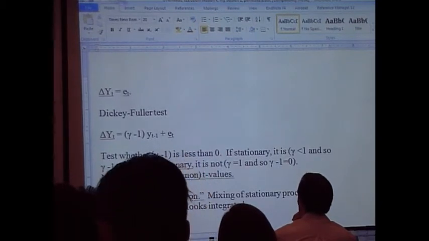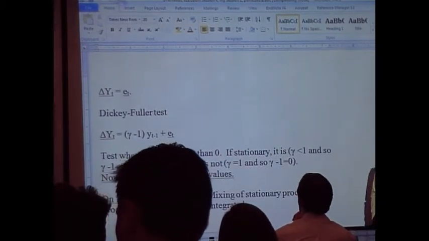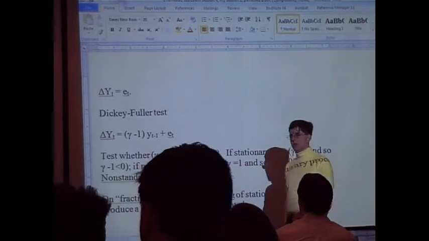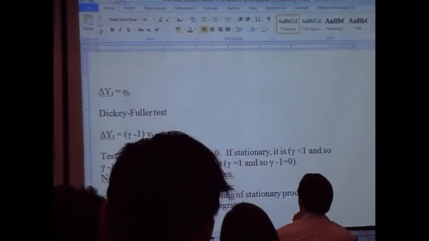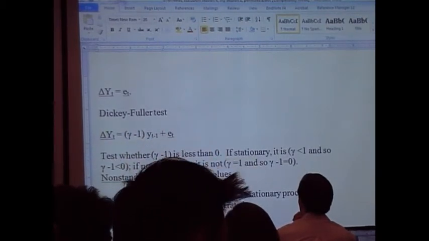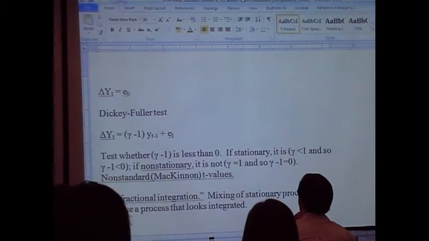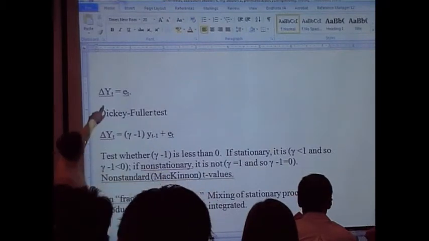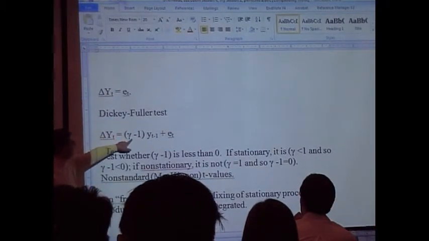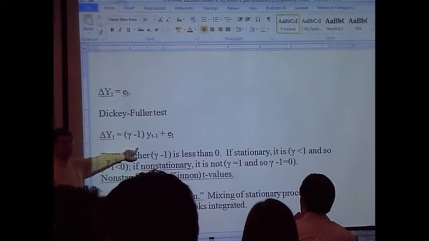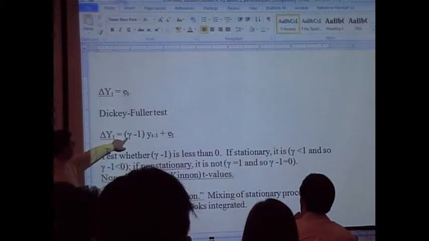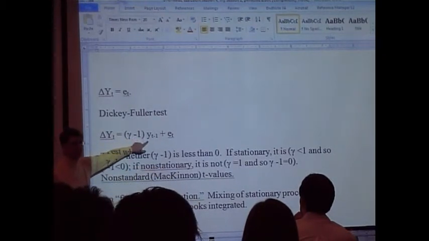If y is a unit root process, so y is yesterday plus the new shock, and you regress the difference between today and yesterday on yesterday, what would the coefficient for yesterday be? Well, we know it's going to be like that, right? So what does the coefficient inside the parentheses have to be? 0, right? And so if gamma is 1, 1 minus 1 will be 0.